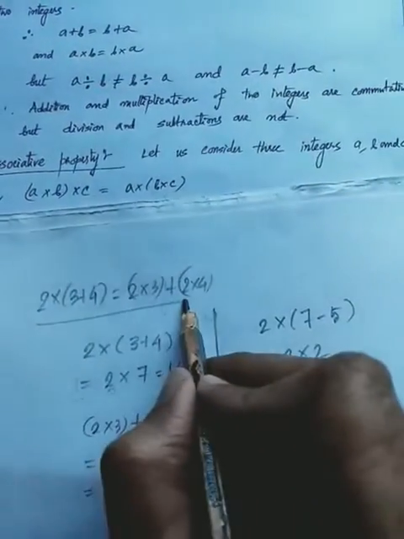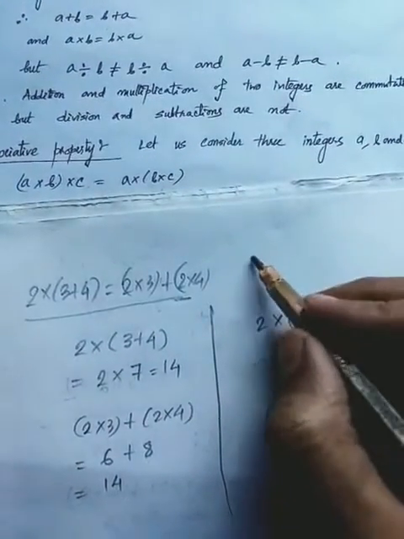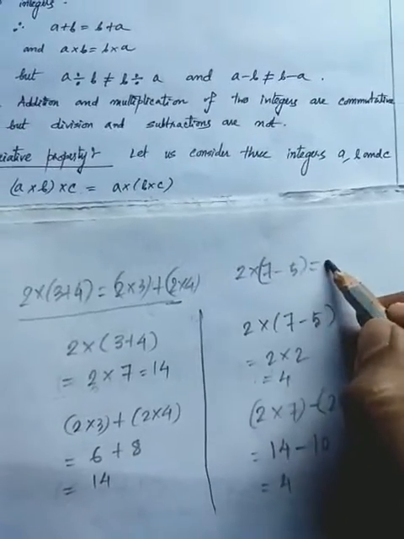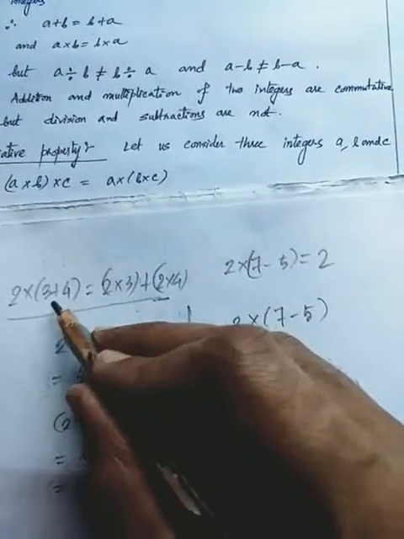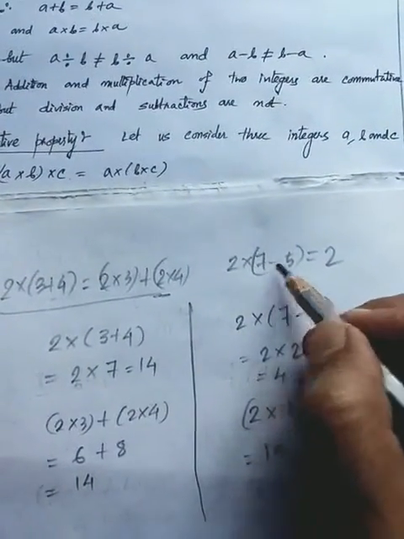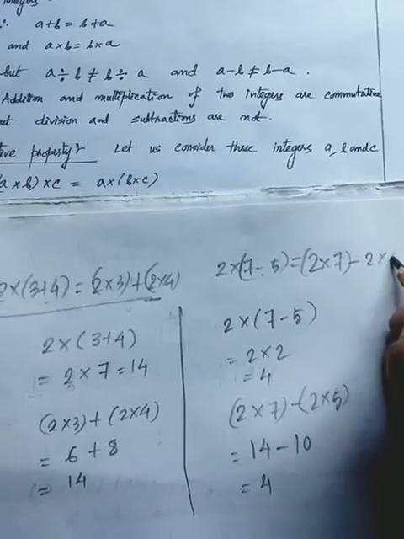For this, the addition follows the distributive property, and for the second example, if the sign of this addition is replaced by the sign of subtraction also, then also the distributive property will be followed.